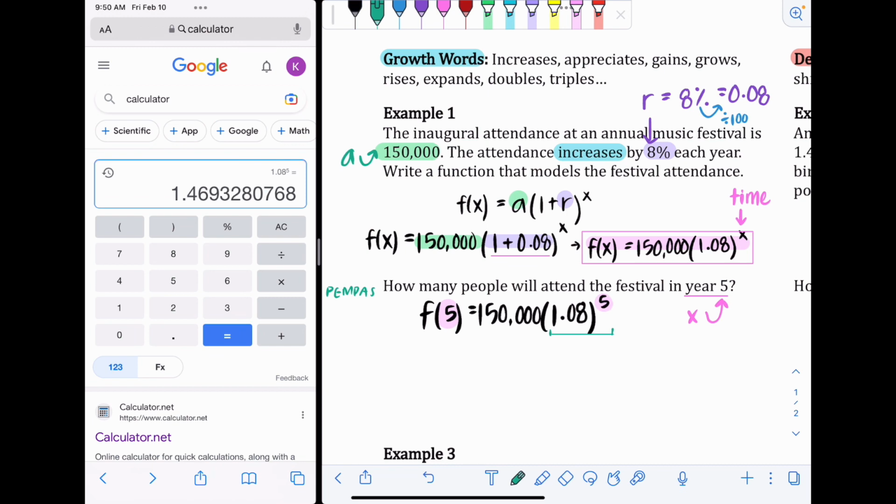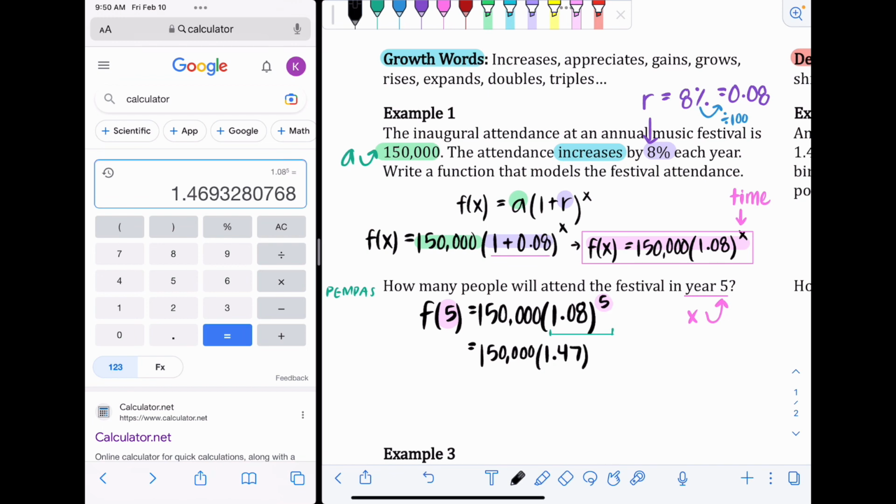And it's about 1.47, because if we wanted to round to 2 decimal places, we would look at the 3rd number, which is 9, and that would round the 6 up to a 7. So this would be 150,000 times about 1.47.